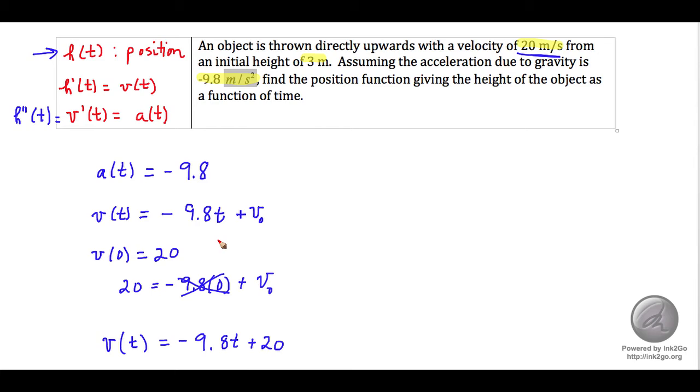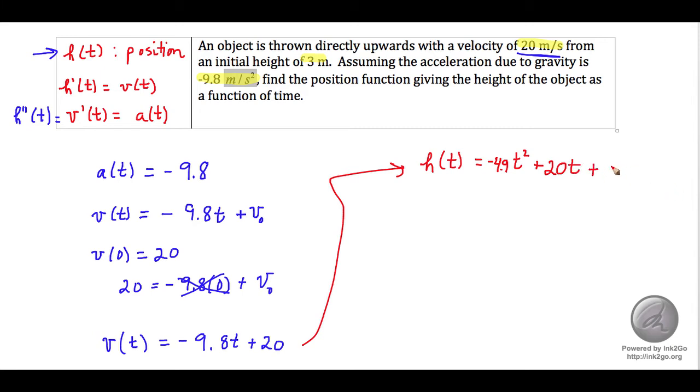Now let us continue and find the position function. We have the velocity function already, but in order to find the position function, we have to take the antiderivative of the velocity. The antiderivative would be t squared times negative 9.8 divided by 2, so we get negative 4.9, because if you were to take the derivative, you would be multiplying by 2. And then plus 20t plus some other constant.